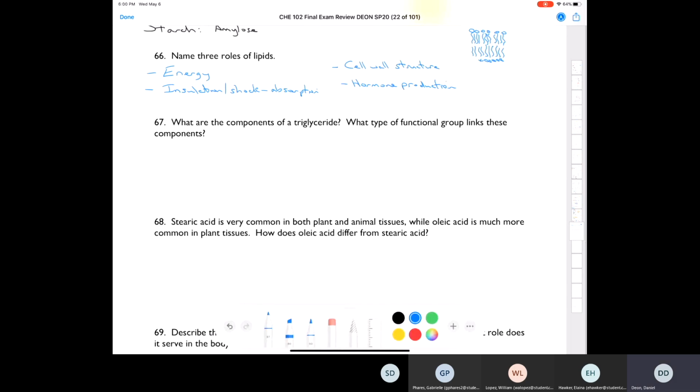What are the components of a triglyceride? What type of functional group links these components? Could anybody tell me one of the components of a triglyceride? I'll start drawing a triglyceride while you're thinking about that. My artist rendition here. Is it esters? Yeah, the functional group that links the components, absolutely. We'll put esters. But there are two major components of a triglyceride.